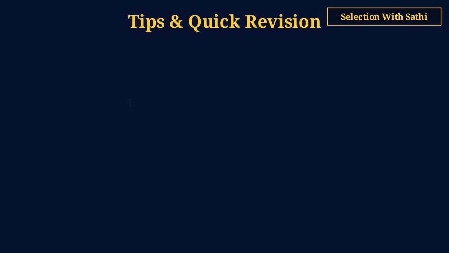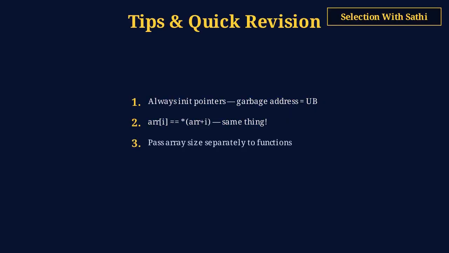Quick tips. Tip 1. Always initialize pointers. An uninitialized pointer holds a garbage address and dereferencing it is undefined behavior. Tip 2. arr[i] and *(arr + i) are exactly the same. The compiler does pointer arithmetic behind the scenes.